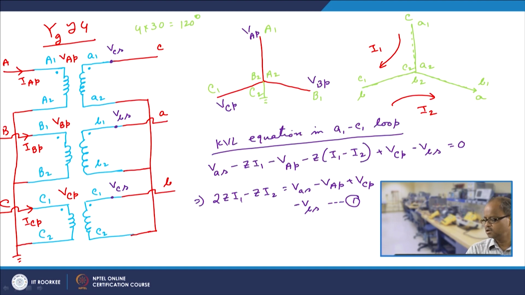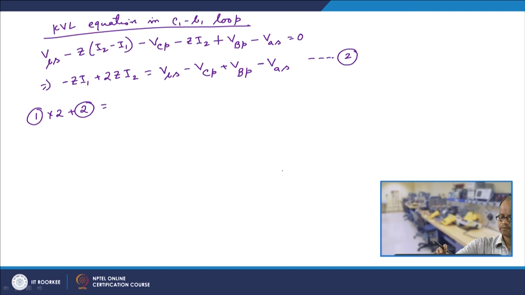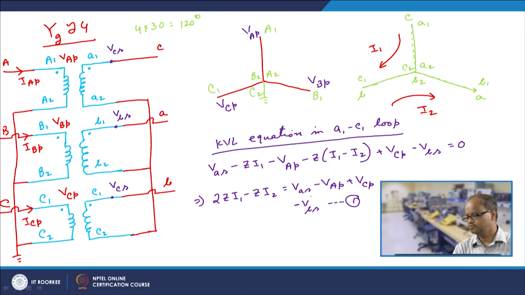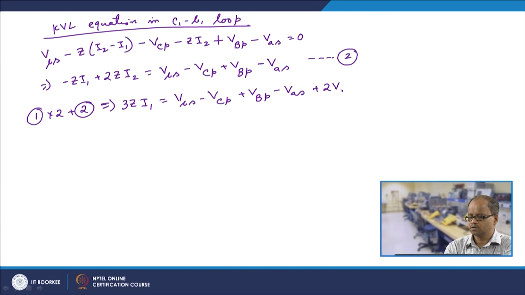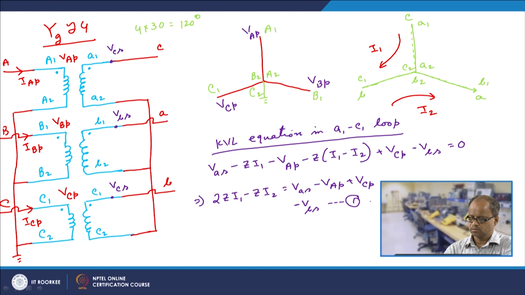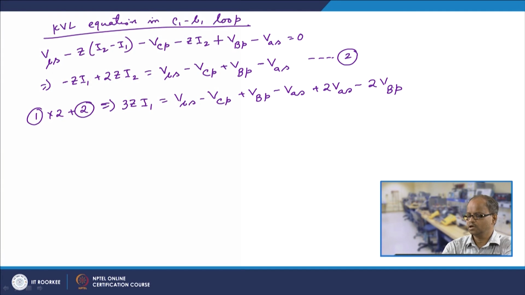So 1 into 2 is, sorry, 1 into 2 is 4Z I1 minus 2Z I2 plus 2, plus 2 is minus, so we get 3Z I1 is equal to VBS minus VCP plus VBP minus VAS. 1 into 2 means plus 2 VAS minus 2 VAP plus 2 VAS minus 2 VBP minus 2 VAP plus 2 VCP minus 2 VAP, it is AP, 2 VAP plus 2 VCP minus 2 VBS.